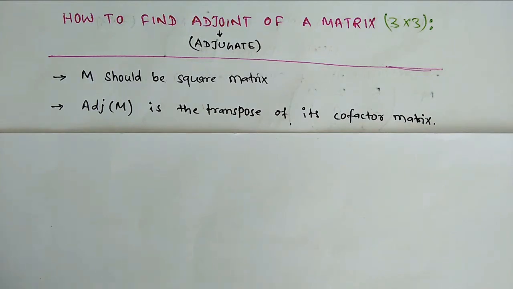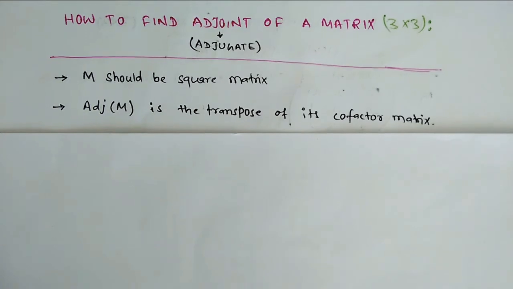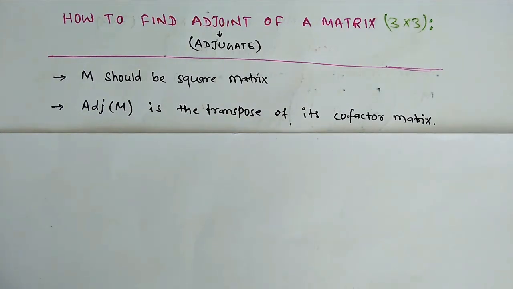So first thing I should say, adjoint is a very important concept because if you have to identify the inverse of a matrix, then in that case also you must find the adjoint. So how to find the inverse of a matrix? One link is given in the description box. So go through the link and learn how to find the inverse of a matrix.